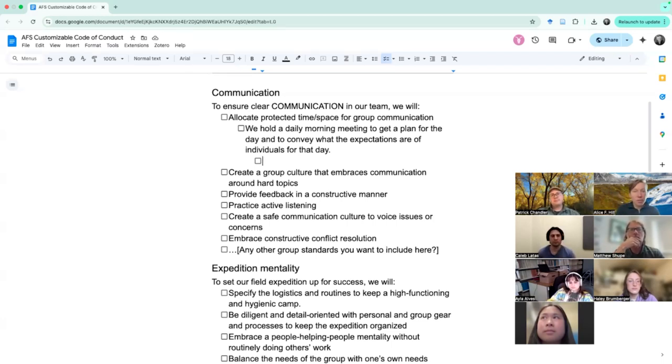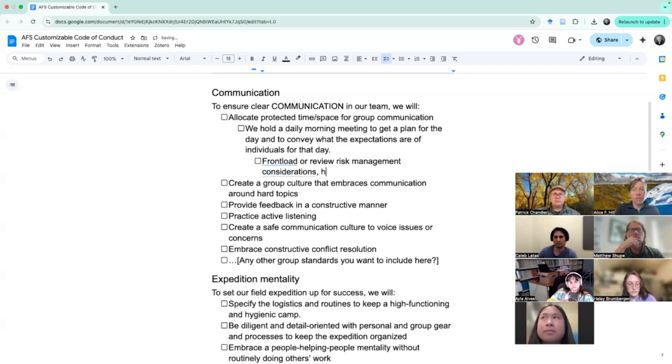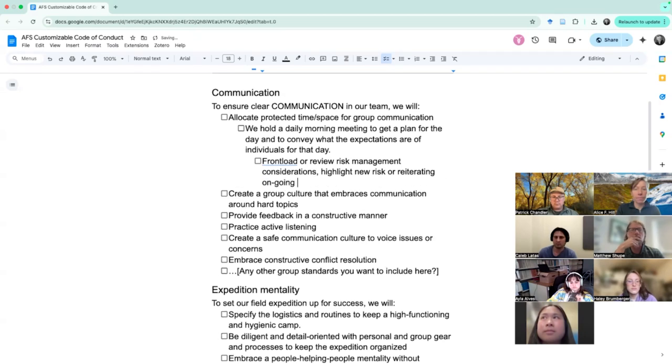Let's see, does this capture what you're thinking, Caleb? To front load or review risk management considerations? And we could also potentially highlight new risks, or reiterate ongoing major risks, like if we want to make sure they're always at front of mind for everyone. Yeah, that looks good to me.